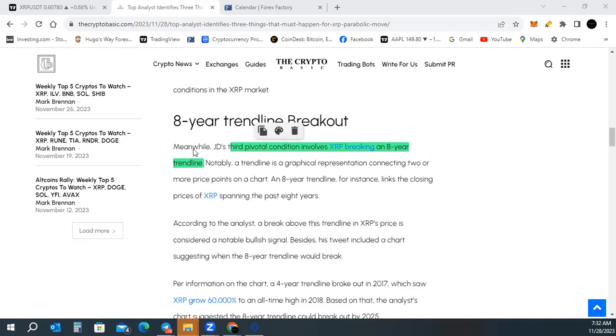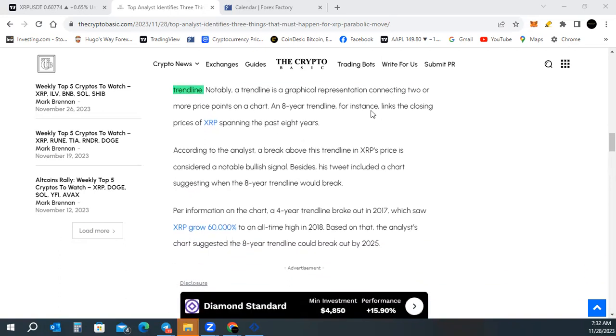Meanwhile, JD's third pivotal condition involves XRP breaking an 8-year trend line. Notably, a trend line is a graphical representation connecting two or more price points on a chart. An 8-year trend line, for instance, links the closing prices of XRP spanning the past 8 years.